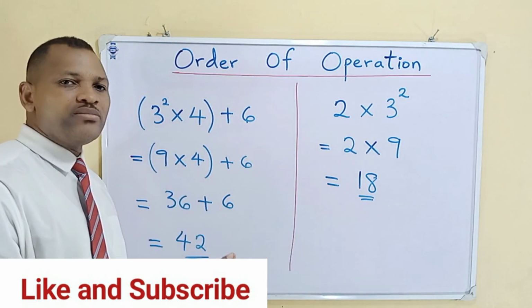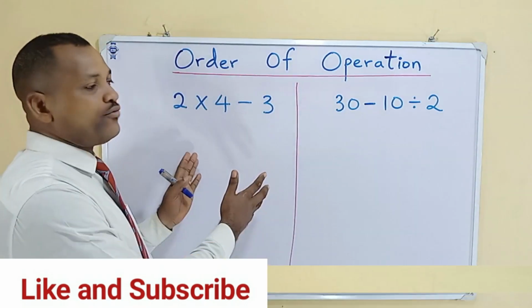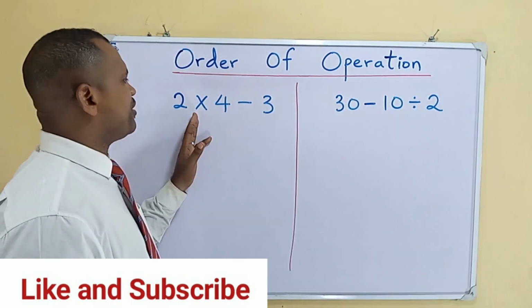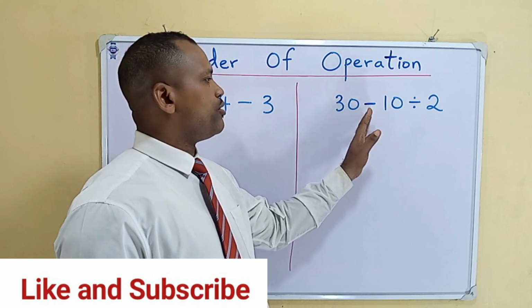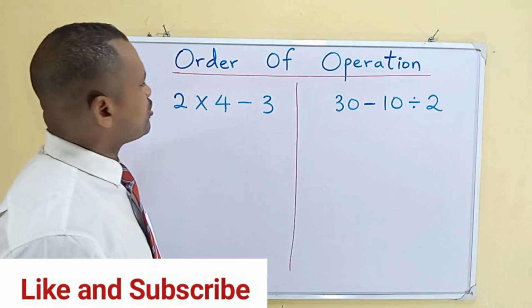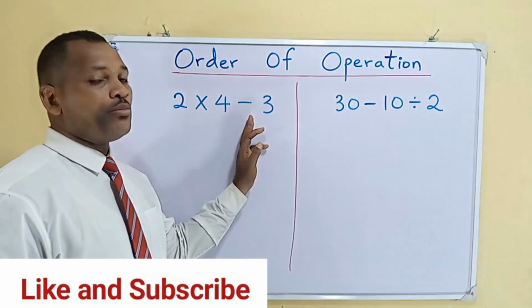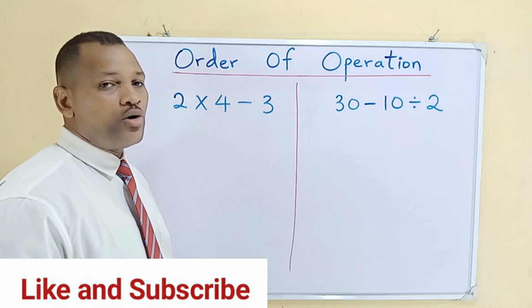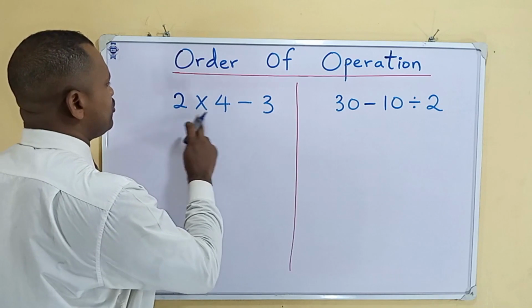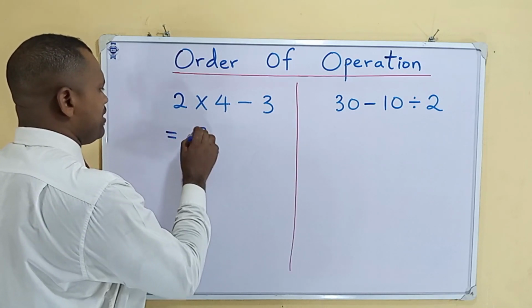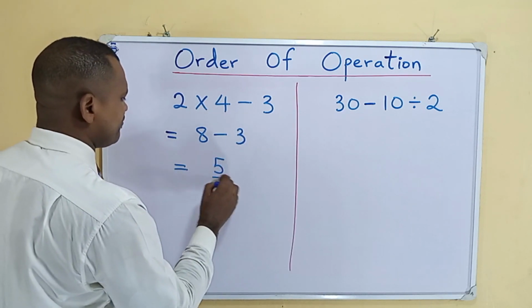Next, let's look at some problems that have to do with division and multiplication. So here we have 2 problems that have to do with multiplication and subtraction. Here the same thing. Now here is subtraction and division. So based on our order of operation, we'll start with multiplication first before subtraction. Otherwise, you will get the wrong results or answer. So let's go ahead. 2 times 4 is 8, then minus 3, and that will give us 5.